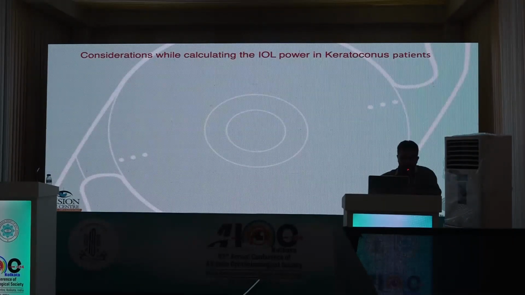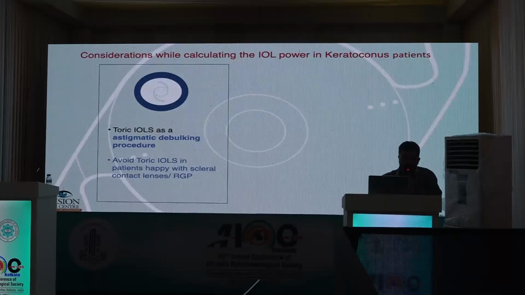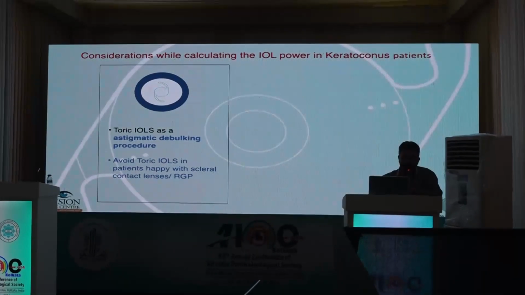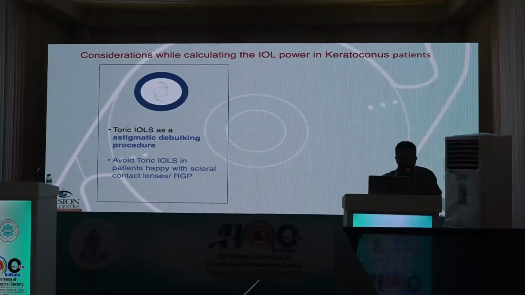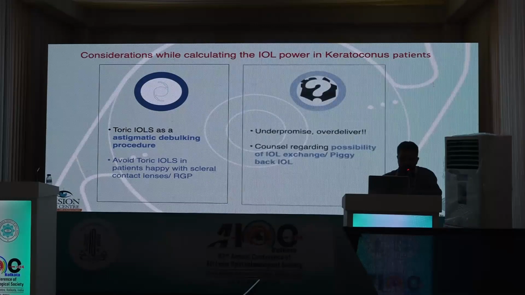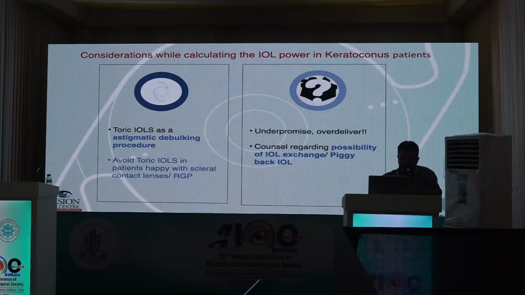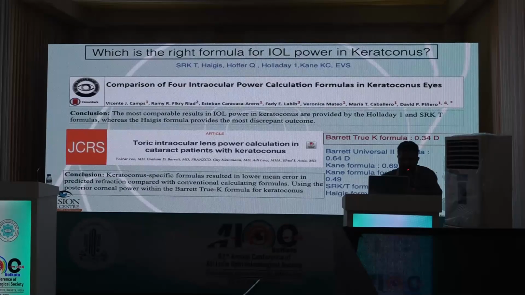So when you're choosing your IOL power, particularly toric IOLs in keratoconus, what is important is that you should be aware that this is just an astigmatism debulking procedure. You are not trying to eliminate the astigmatism. And a lot of keratoconus patients are happy with RGPs or scleral lenses. So those are patients that you should not be considering toric IOLs in. Always under-promise in these patients and counsel about the possibility of a refractive surprise and tell them that you're just trying to reduce the astigmatism here, not eliminate it.